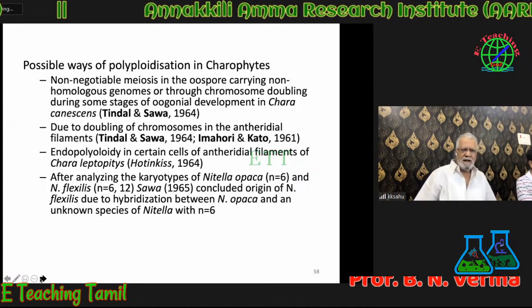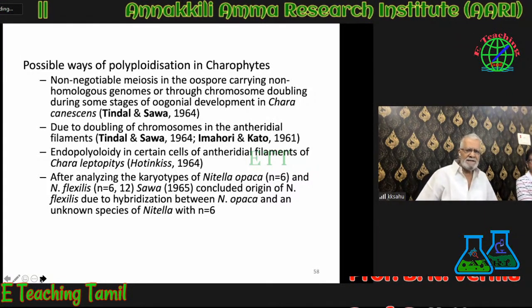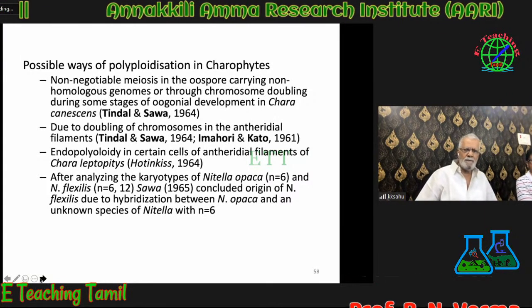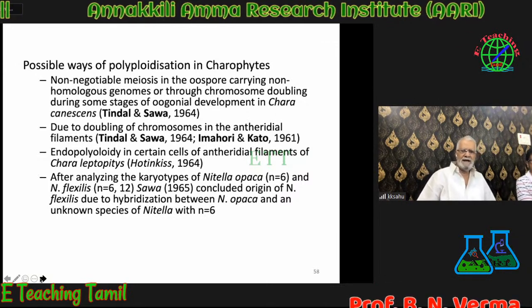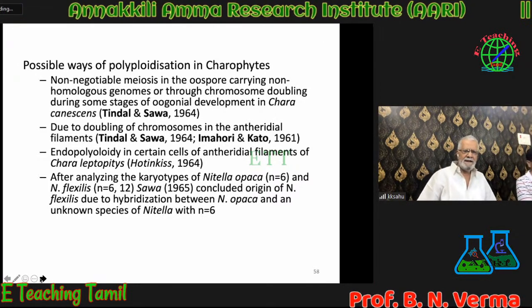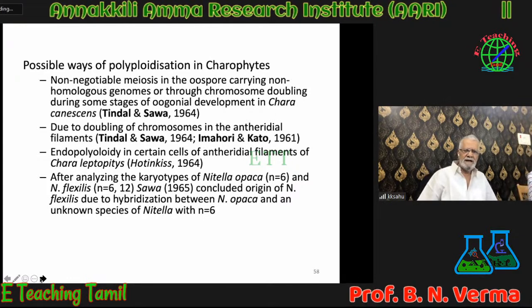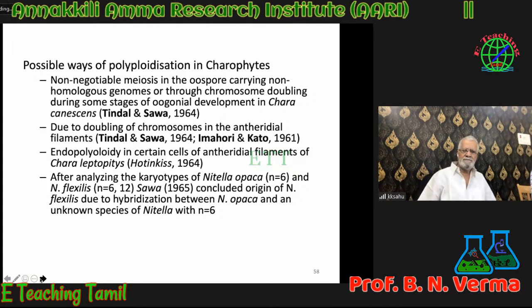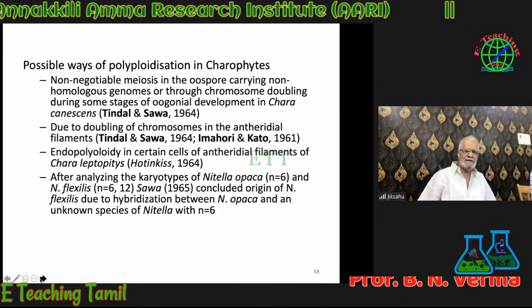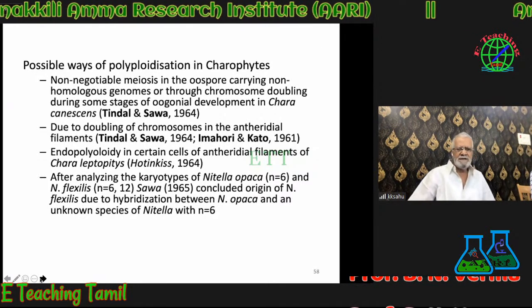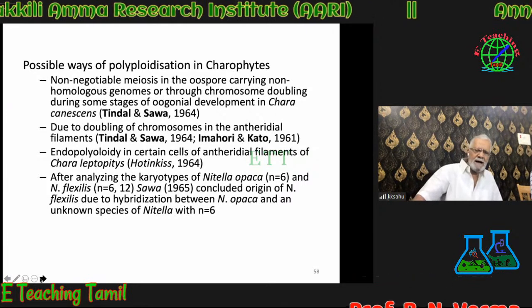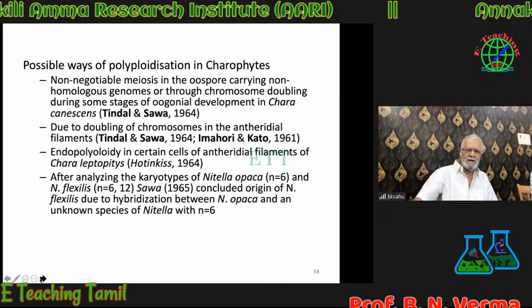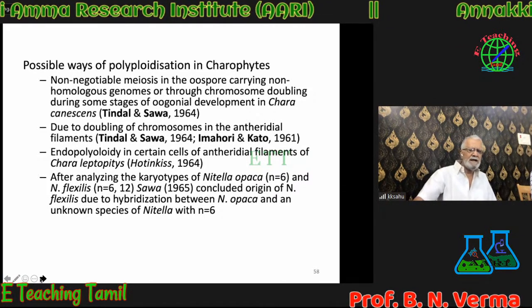After analyzing the karyotypes of Nitella opaca with N6, and N. flexilis with N6 and 12, Sarma in 1965 concluded the origin of N. flexilis was due to hybridization between N. opaca and an unknown species of Nitella with N6.